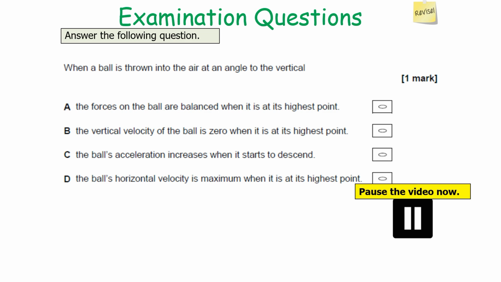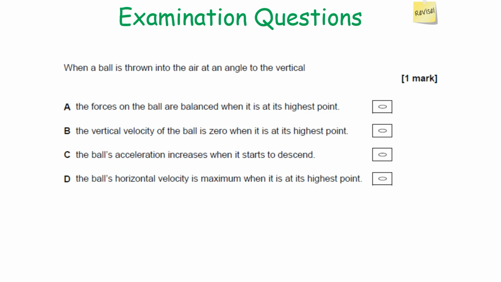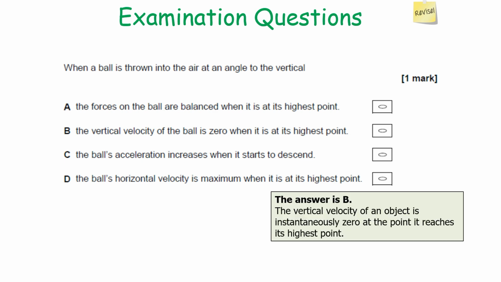Right, so what is our answer here? Well, the answer is B, because if you notice all the different options here, the forces on the ball are balanced when it's at its highest point. That's not going to be the case at that particular instant, because at that point it's going to start to instantaneously come back down and accelerate down. The ball's acceleration increases when it starts to descend.